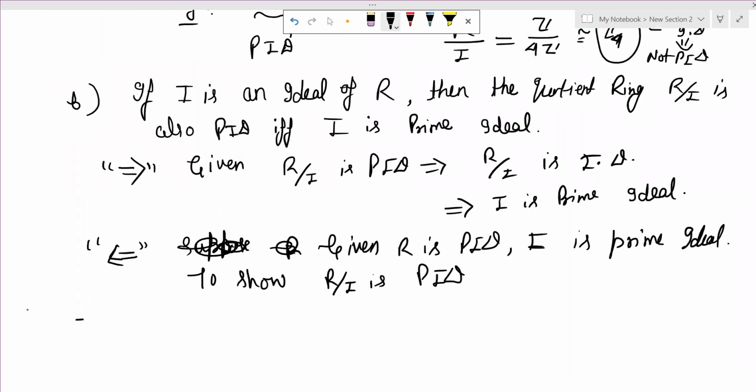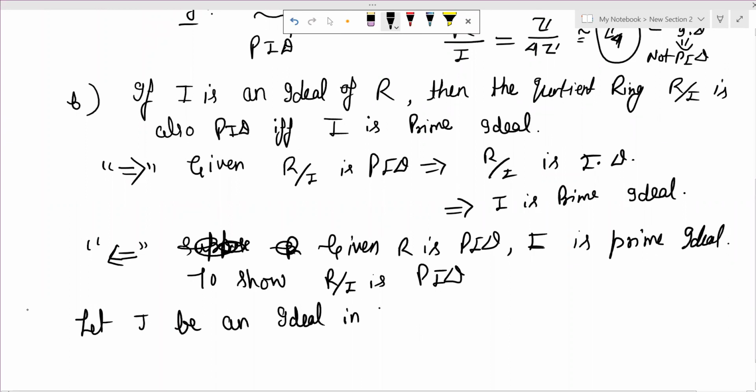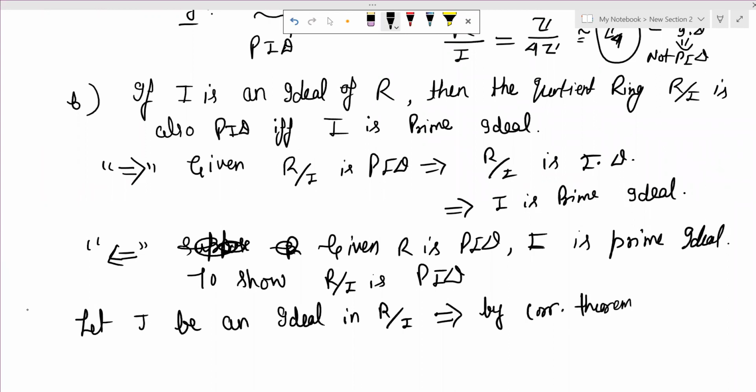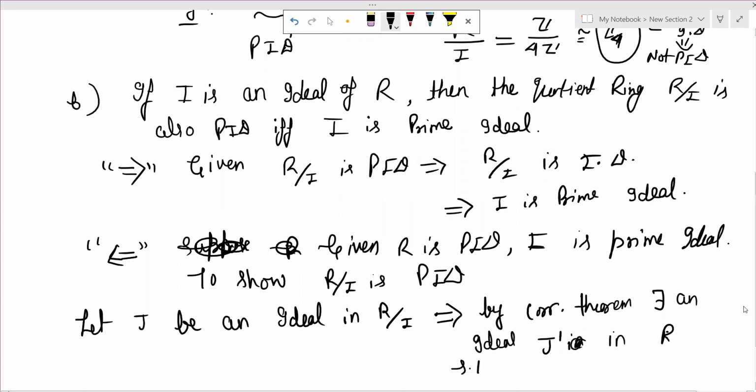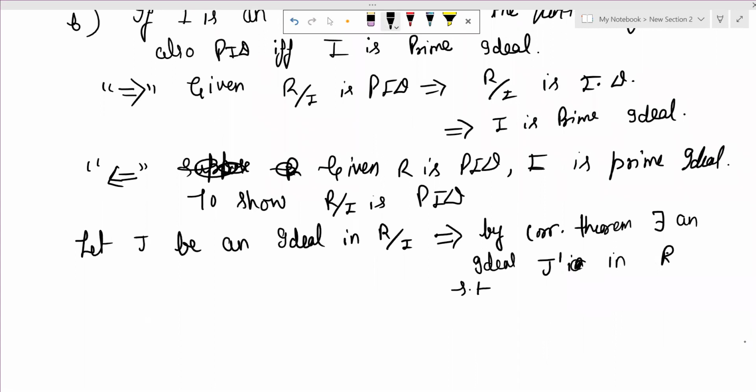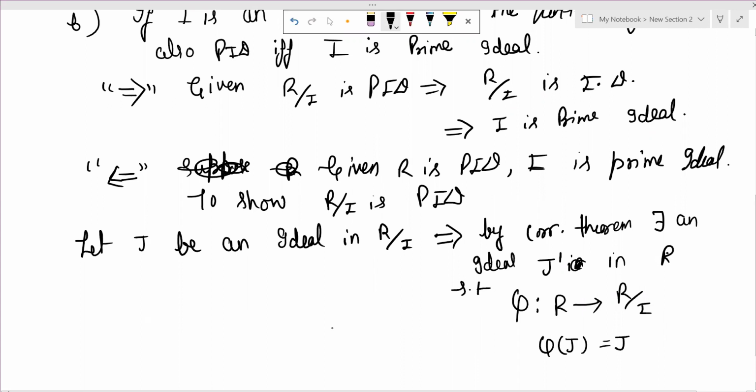Okay, let J be an ideal in R mod I. This implies, by the correspondence theorem, there exists an ideal J' in R such that, for the map phi from R to R mod I, phi of this ideal J' equals J.